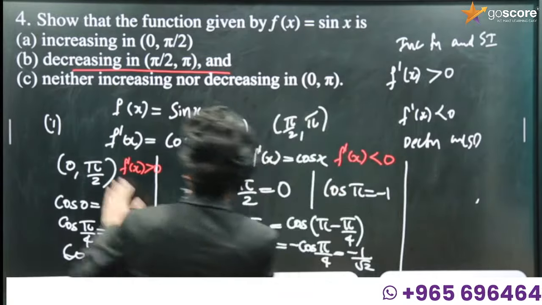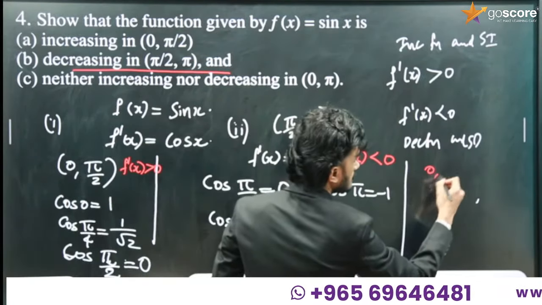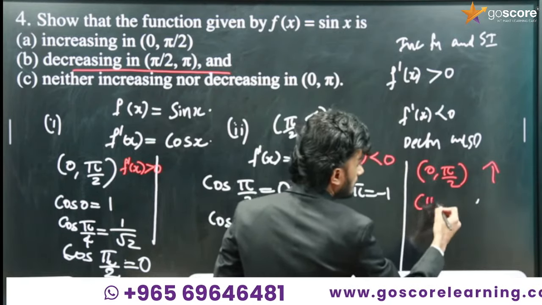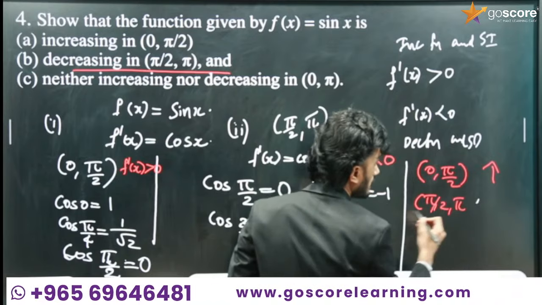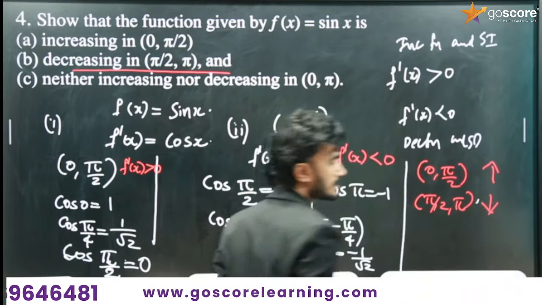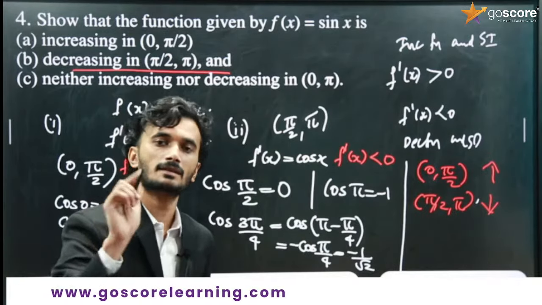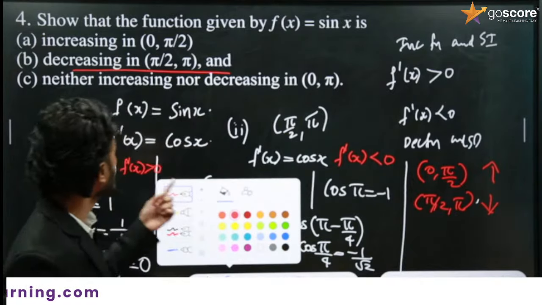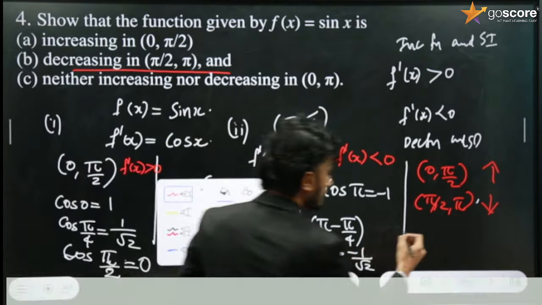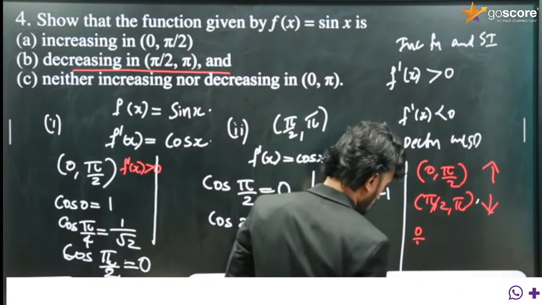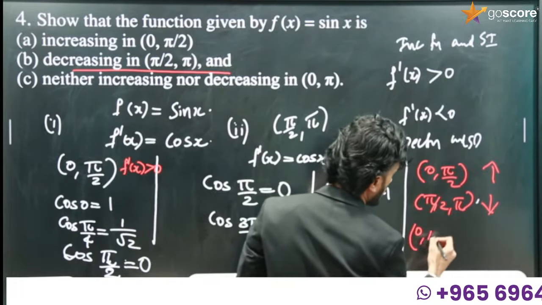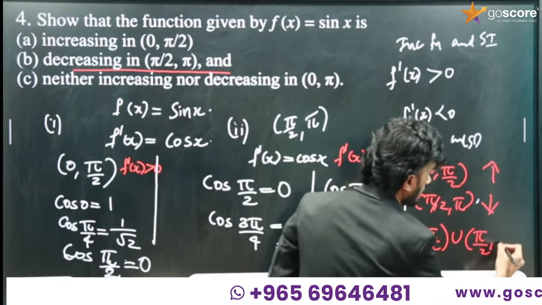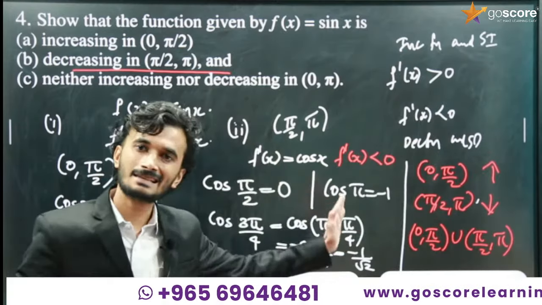In the first one, from 0 to pi by 2, it is an increasing function. Then from pi by 2 to pi, it is a decreasing function. So it is increasing, then decreasing. So we can say it is neither an increasing nor a decreasing function on 0 to pi.